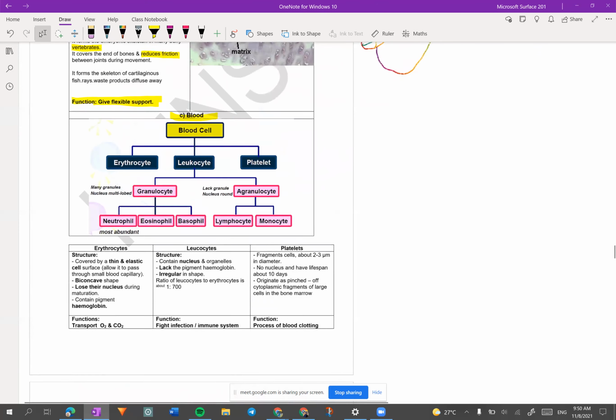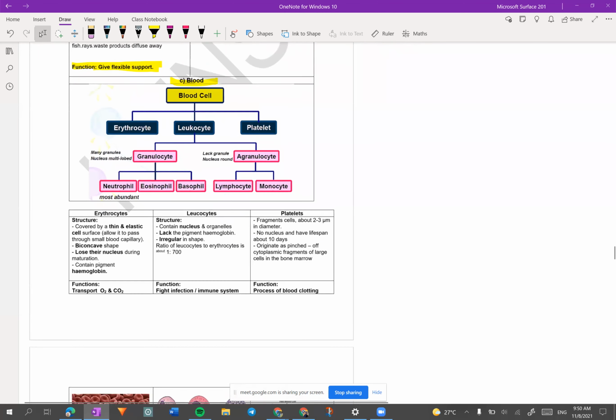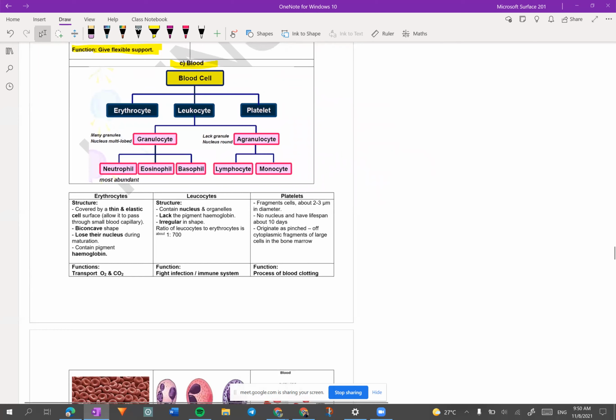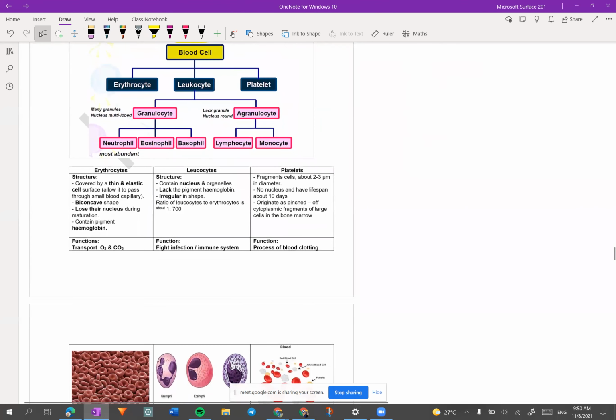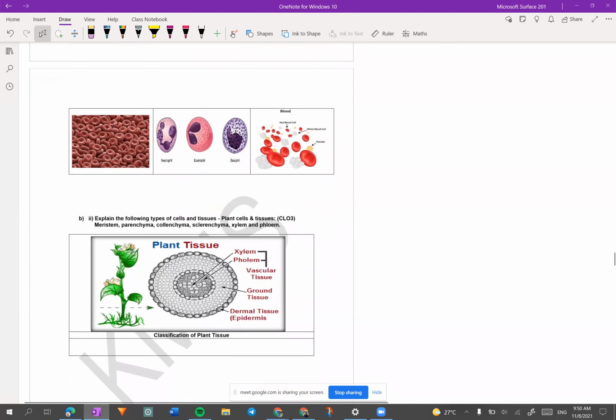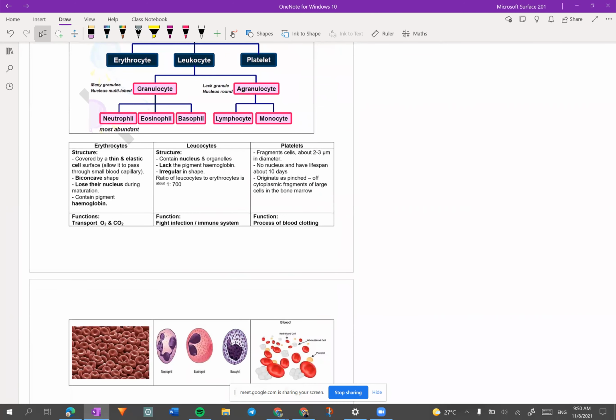Okay, last sekali, blood. So the blood ada 3 yang you kena tahu: erythrocyte, leukocyte and platelet. Untuk ni tak banyak sangat kot, sikit je. So untuk erythrocyte ni, you tahu dia adalah sel darah merah. Leukocyte adalah sel darah putih, and then platelet adalah the platelet.